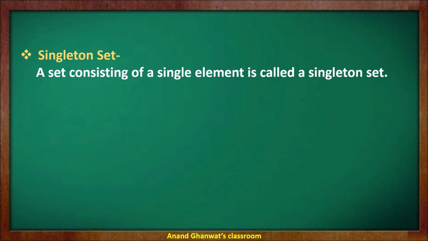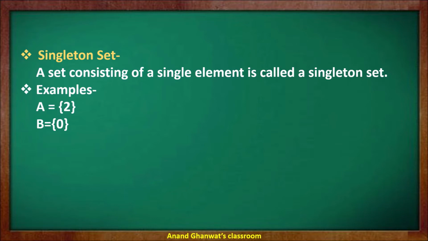Understand the meaning of singleton set. A set consisting of a single element is called a singleton set. Means in this set there is only one element. For example, set A is equal to, in the curly bracket, 2. Here the number of elements in set A is only 1, and that is the number 2. Therefore set A is a singleton set.